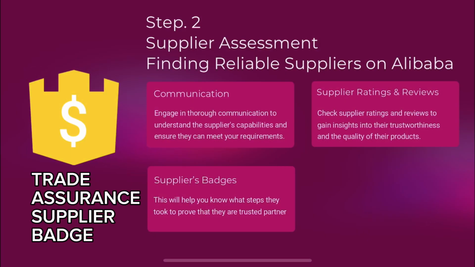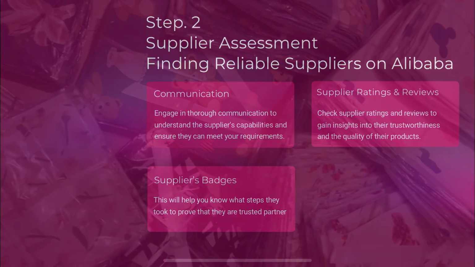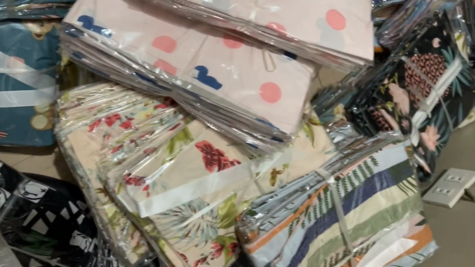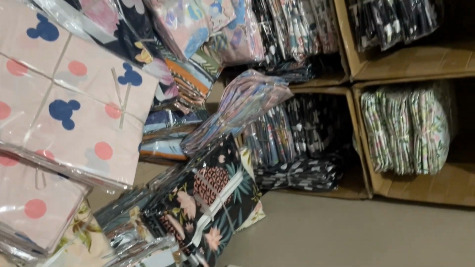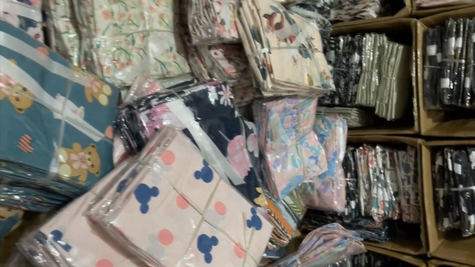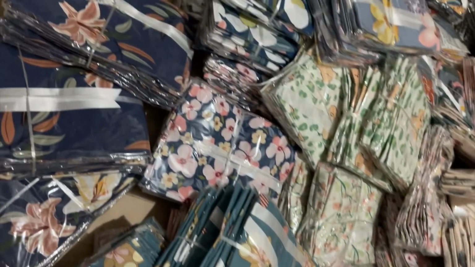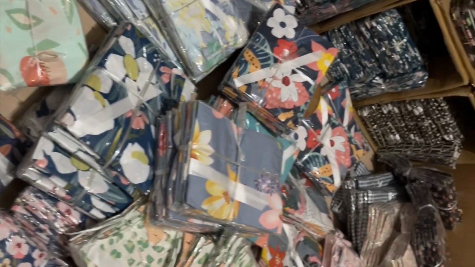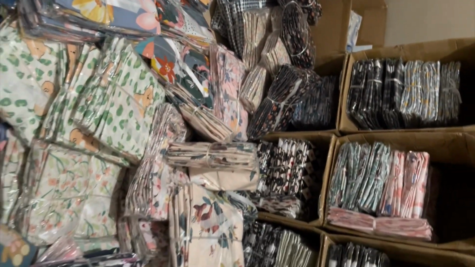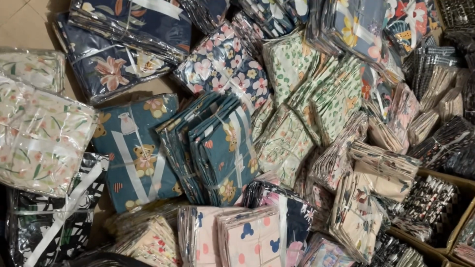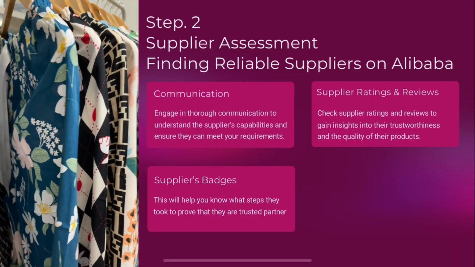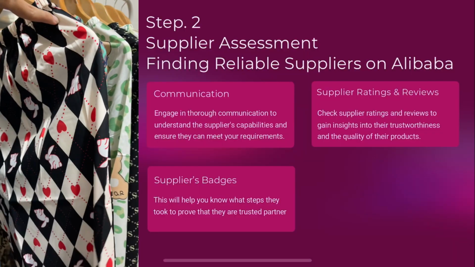And then the Trade Assurance Supplier Badge. This is highly recommended for beginners in the importing process. For me, I've been importing for 5 years now, but my practice is still making sure that the supplier I am transacting with has the Trade Assurance Supplier Badge. Why? Because this will protect my money and my order throughout the importing process. So that's how trade assurance works.